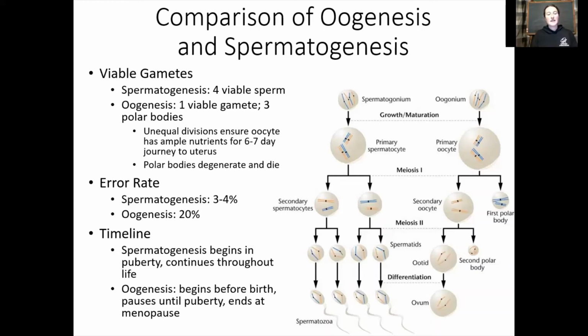Okay. And again, to compare, spermatogenesis starts at puberty, continues throughout the life. Oogenesis begins before birth, pauses, and then ends at menopause.